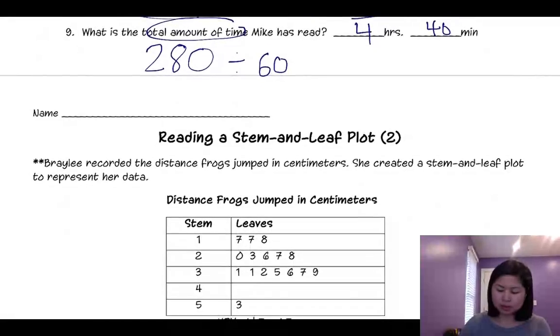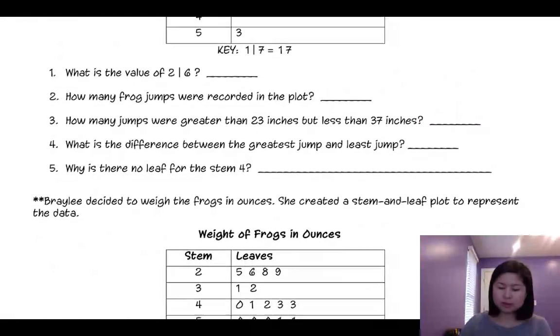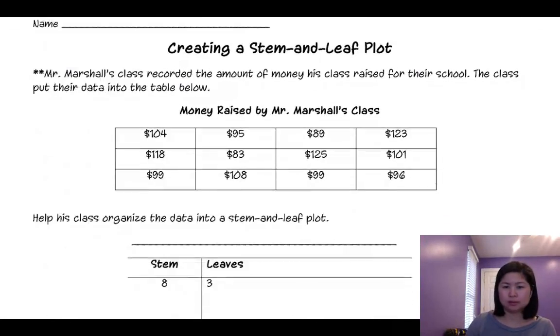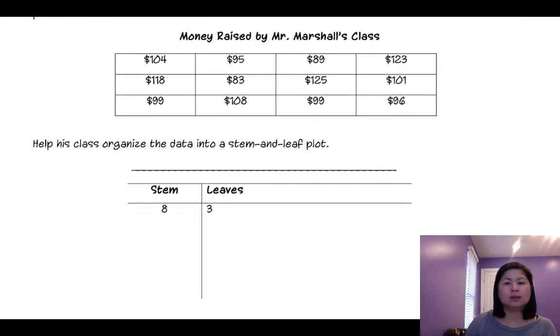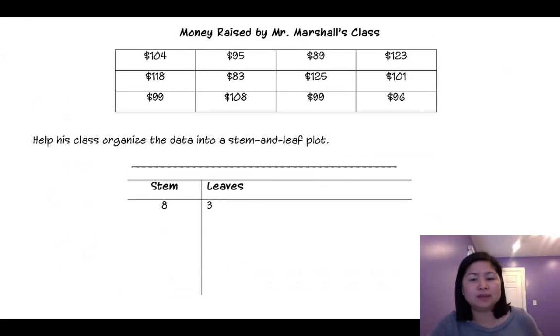Okay, so what we're going to do, I need to skip a few things. For this one, we're going to construct a stem and leaf plot. That's what we need to do. We're going to construct a stem and leaf plot. So we're going to go backward this time.